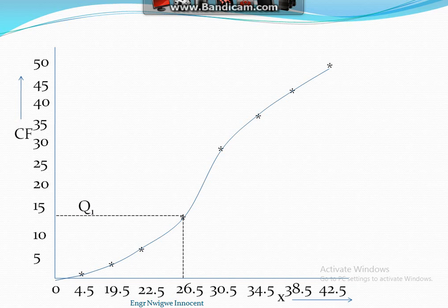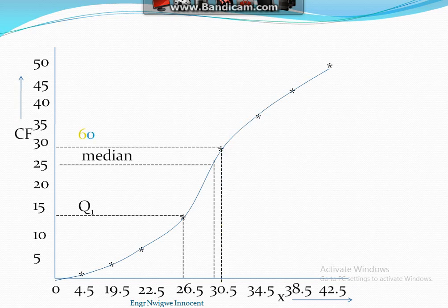Then the lower quartile count is equal to n over 4, which is 51 over 4, which gives us 12.75. You come to the graph and trace 12.75 along the vertical axis of the frequency towards the ogive curve. Where they meet, you trace it downwards to the class boundary. Then what we get is 22.5 plus 1, which gives us 23.5.